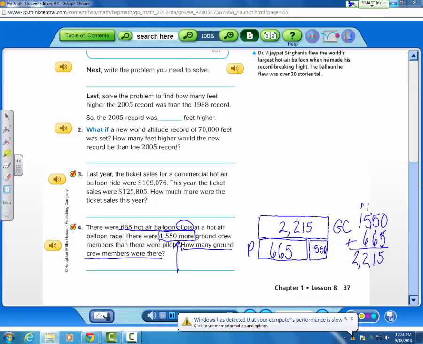And we end up with 2,215 ground crew members. So when we write our answer, we are sure to put our label on, and these are ground crew. And our picture clearly displays that the 2,215 ground crew members are 1,550 more than our 665 pilots.